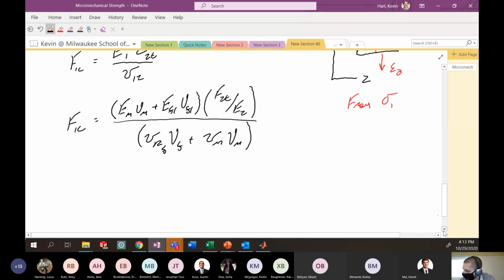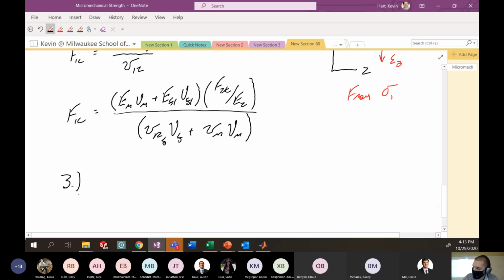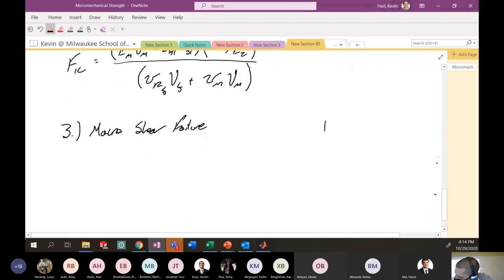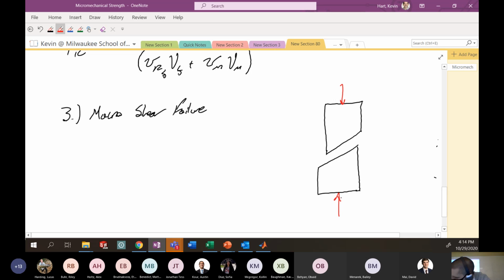And then the third failure mode was one that's very rarely seen, which is macro level shear failure. The picture you want to have in your head for this type of failure is a composite that fails at a 45-degree angle from the load that you're putting on. There's a nice picture of this in the notes. I'll do my best to replicate here, but I'm not the best artist.